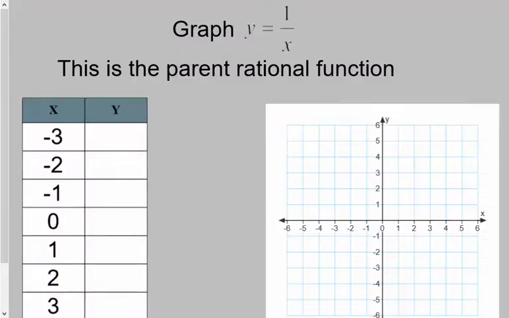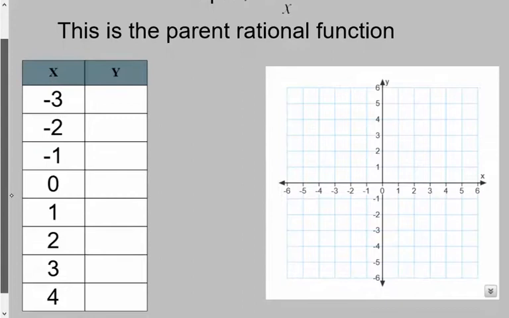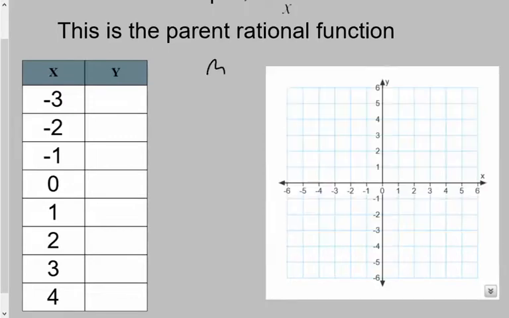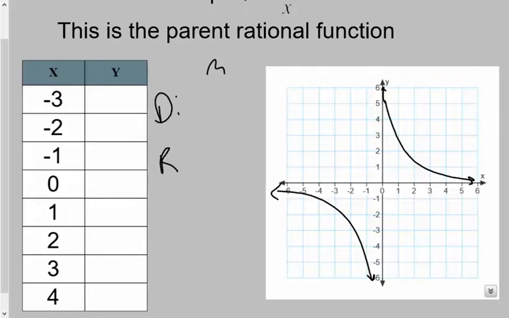I have done this example. This is the parent function, so I'm not actually going to do it. It basically looks like this. It was done in the previous video in 12.1 day 1, which is why I'm not going to spend time on it, but it looks like this. I'm going to talk about the domain and the range here though, so we can get a good start on that.